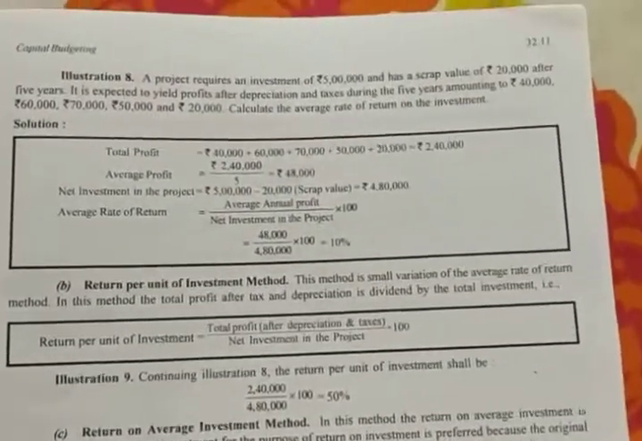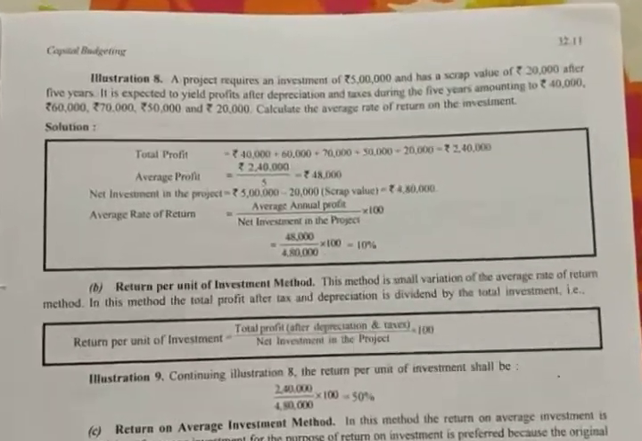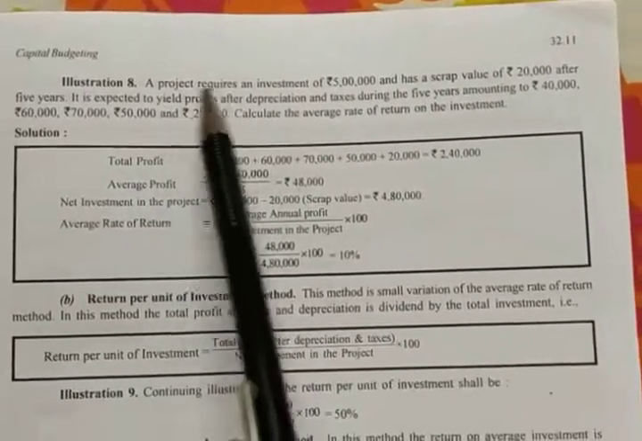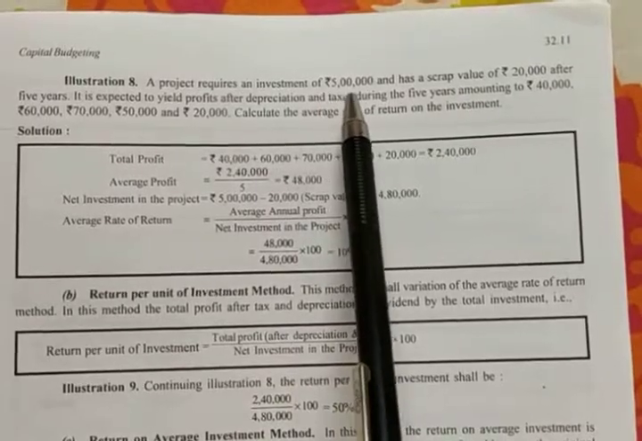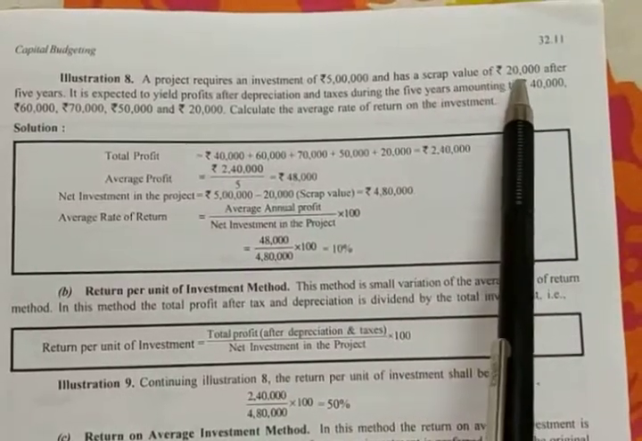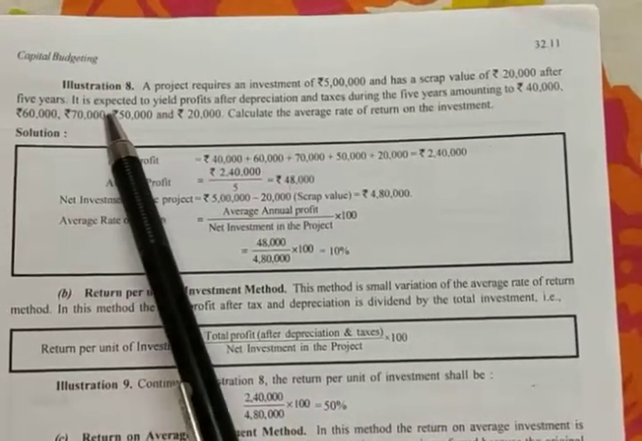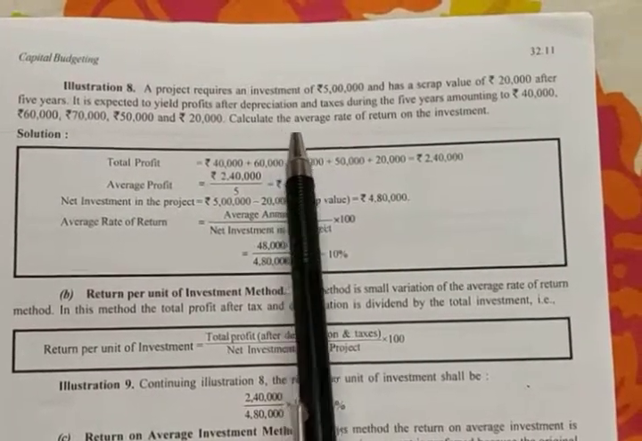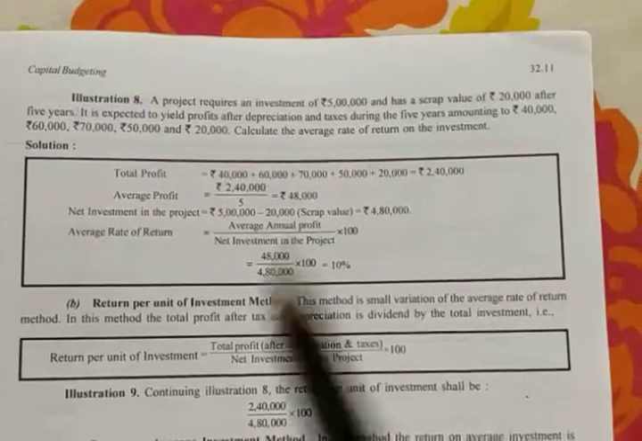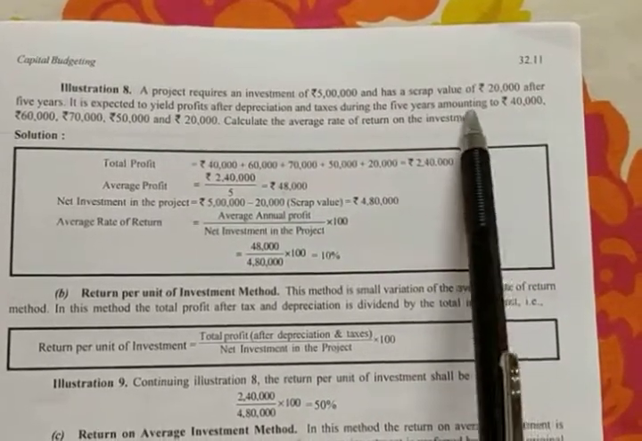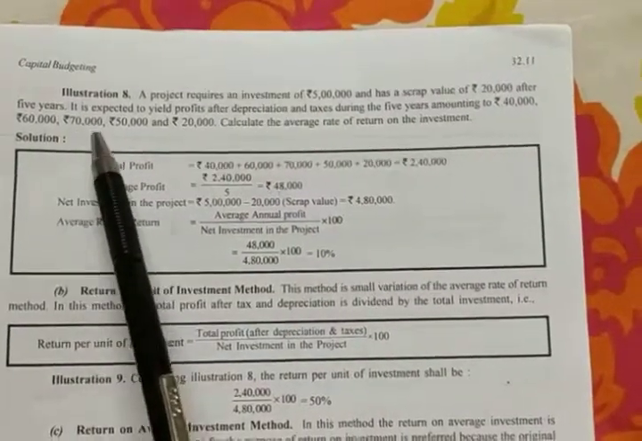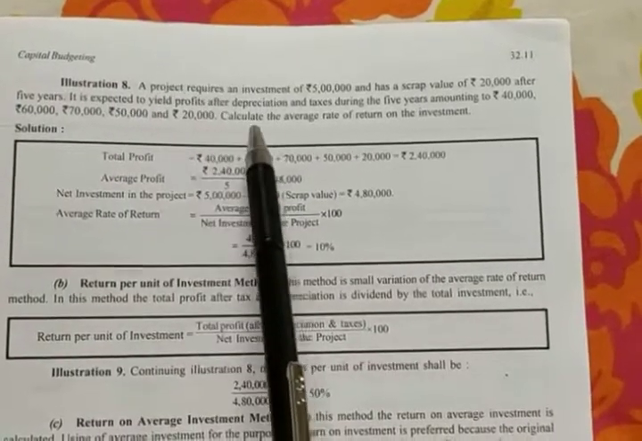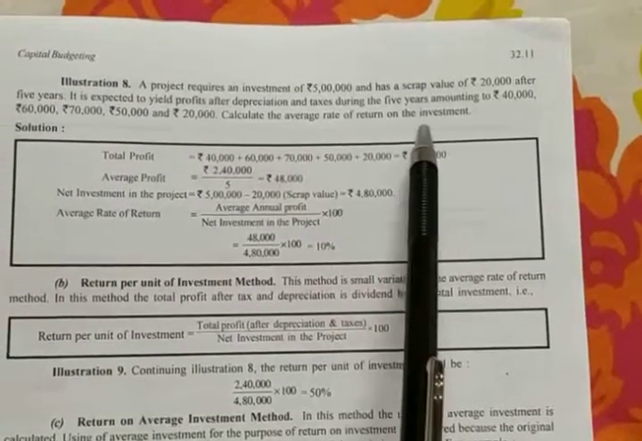We can understand this by this simple example. The project requires an investment of rupees 5 lakh and has a scrap value of 20,000 after 5 years. It is expected to yield profits after depreciation and taxes during 5 years amounting to rupees 40, 60, 70, 50, 20 thousand. Calculate the average rate of return on the investment.